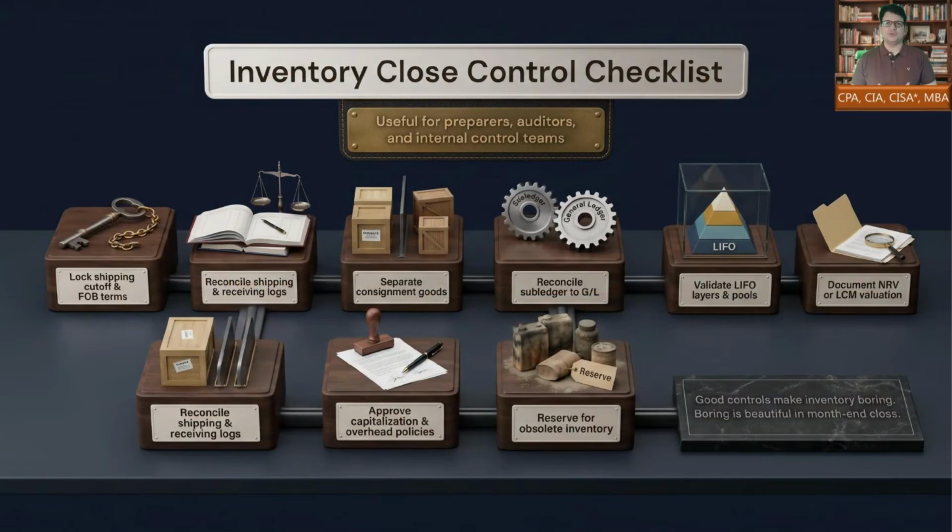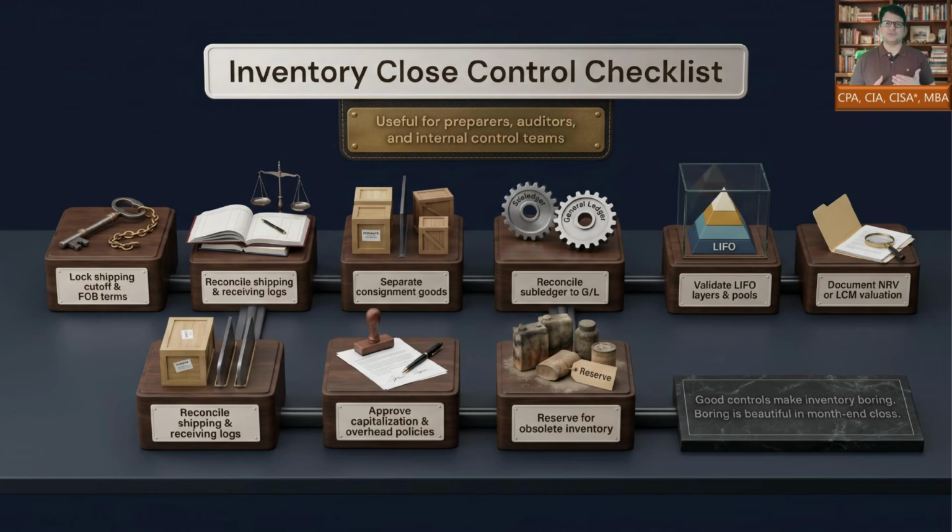The inventory close process needs strong controls. Teams should lock shipping cutoff procedures at period end and confirm FOB terms for all in transit items. Receiving and shipping logs should be reconciled to inventory records. Consignment goods should be physically identified and separated from owned inventory. Capitalization policies and overhead allocation bases should be approved by management. Inventory subledgers should reconcile to the general ledger.